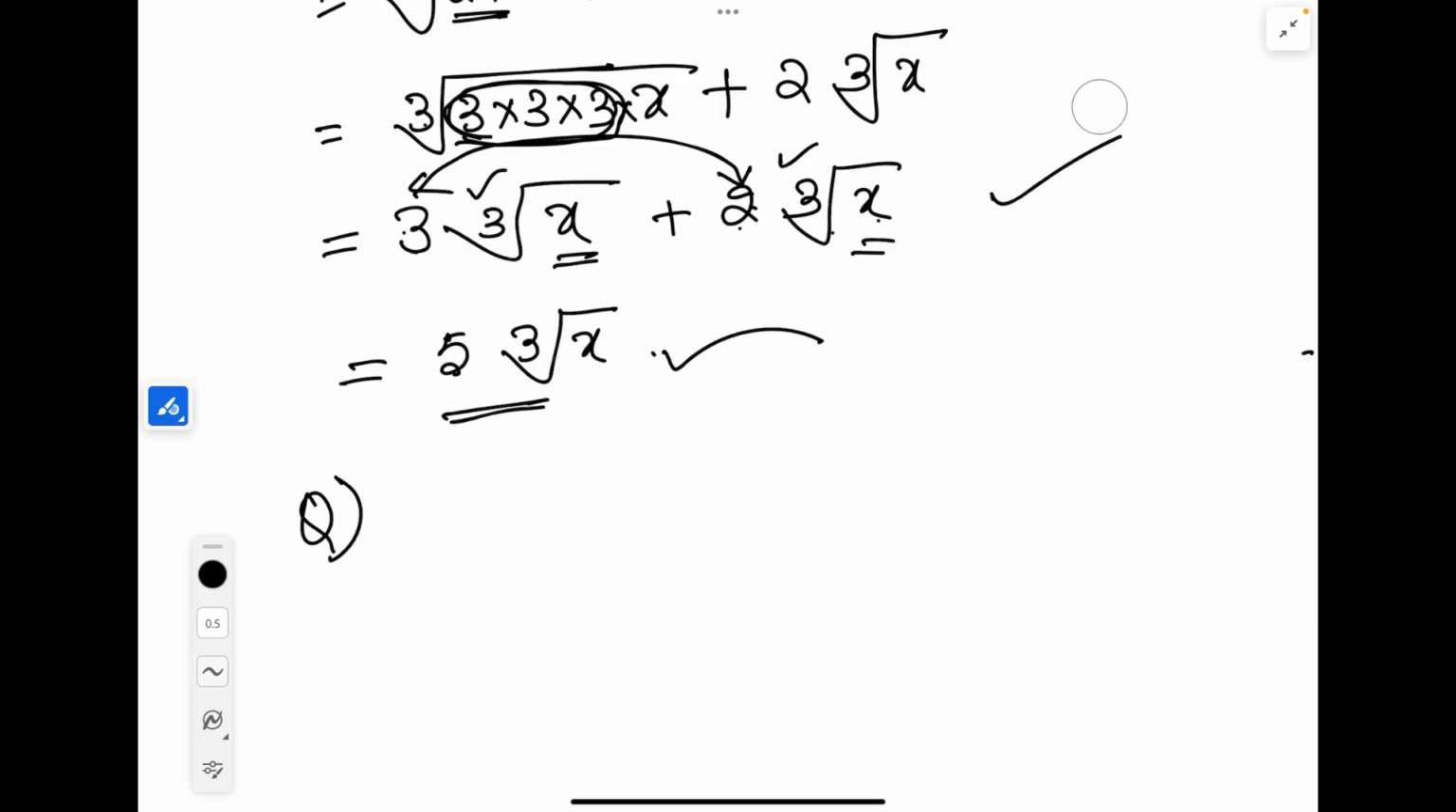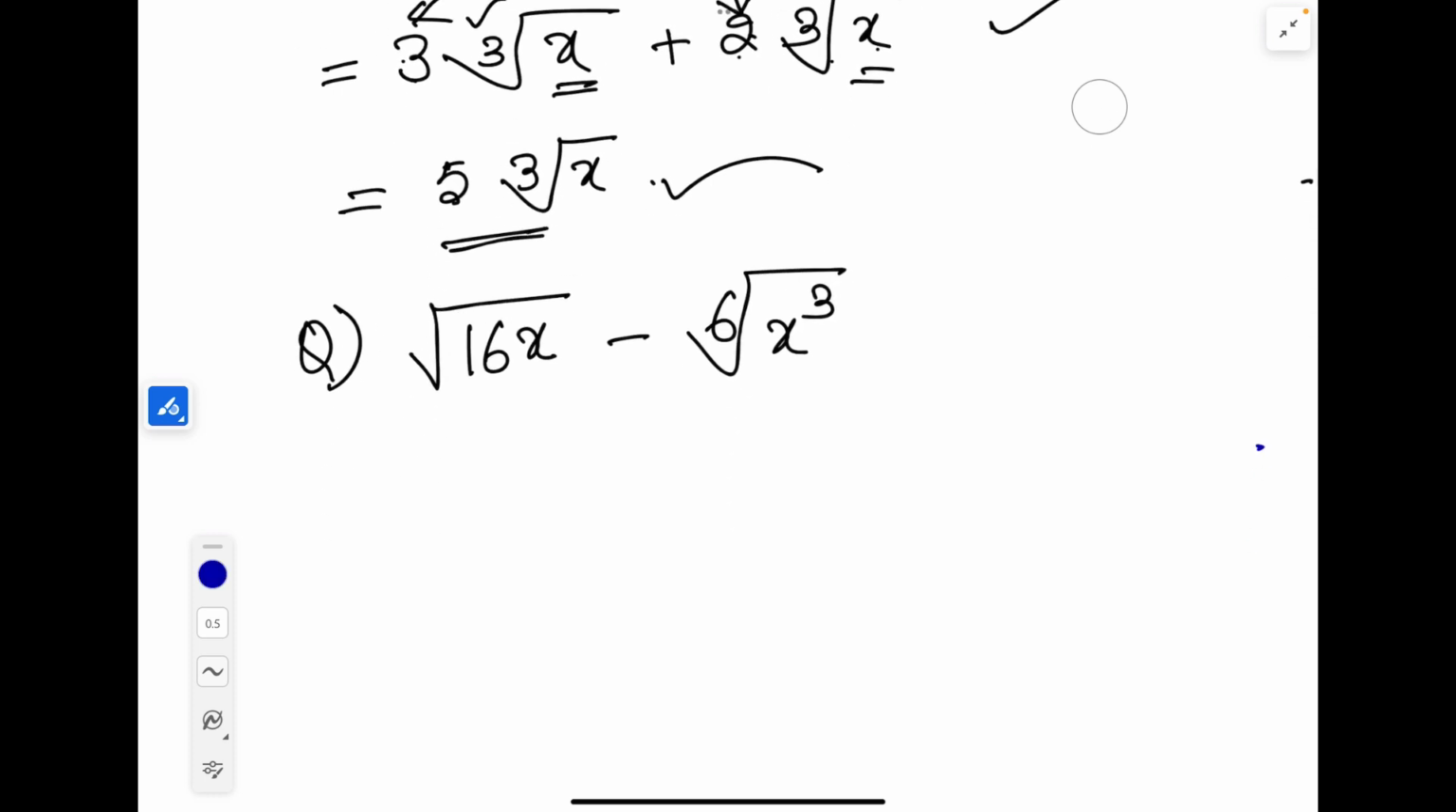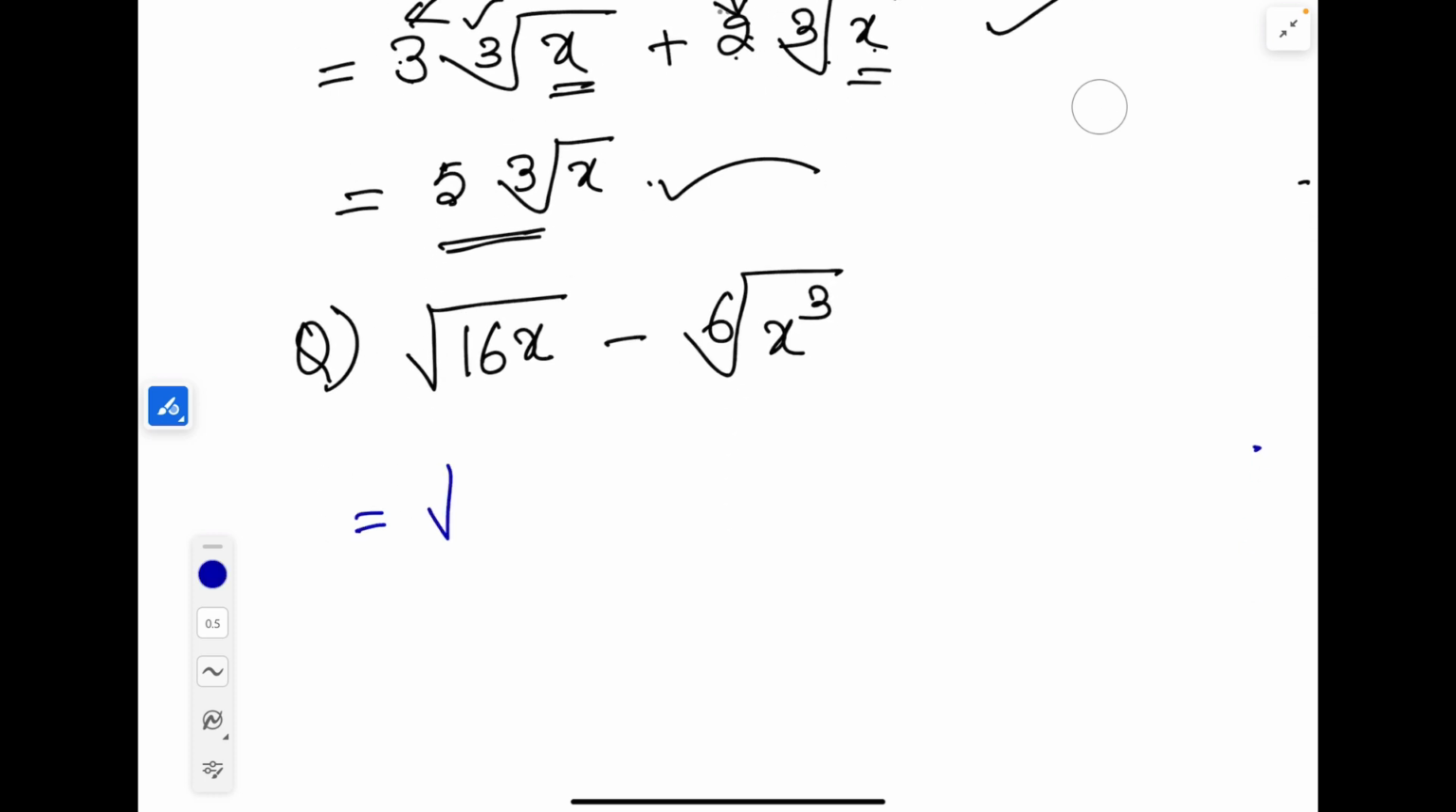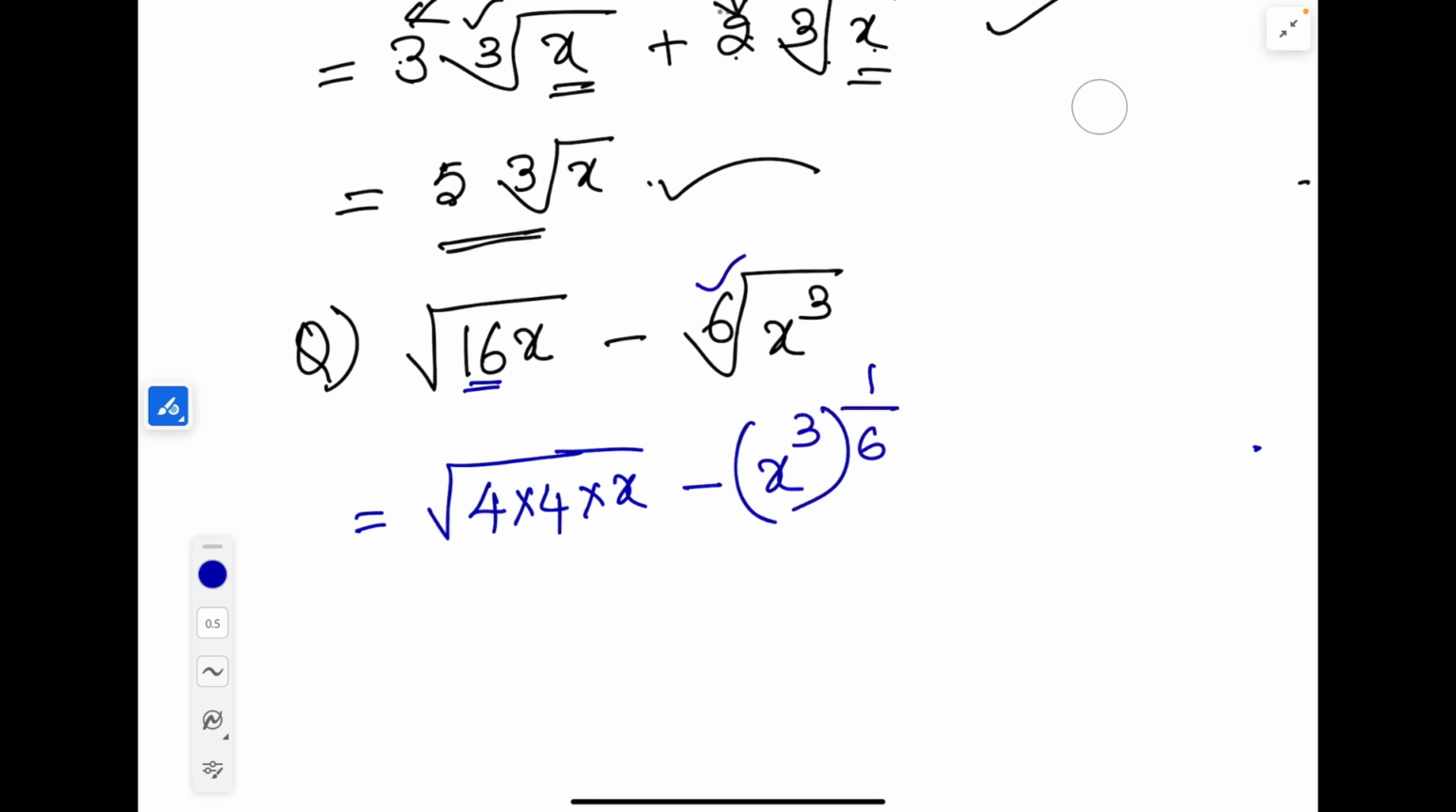Now let us see one more question. Square root of 16x minus 6th root of x cube. Let us see this question. Children, can I write this 16 as 4 into 4 and this x as it is, minus, now this index if I remove, I have to write x cube whole to the power of 1 by 6, right? Now this is a square root, so I am making a pair of 4. So 1 4 will come out. So 4 times root x minus this will become x to the power of 1 by 2.